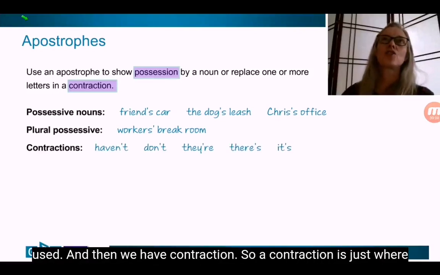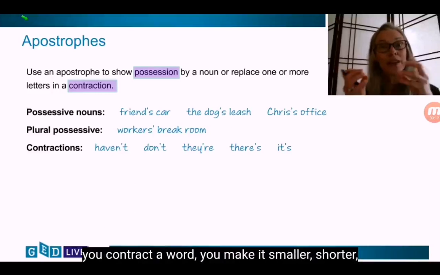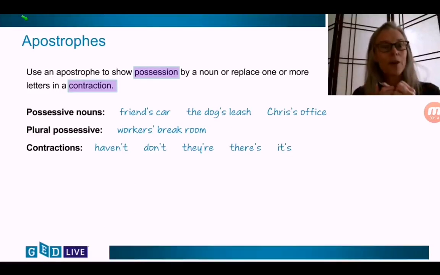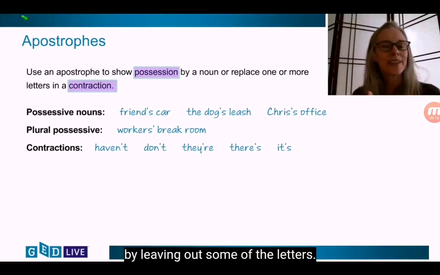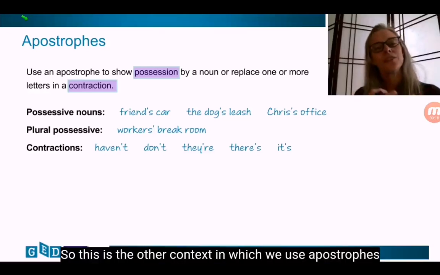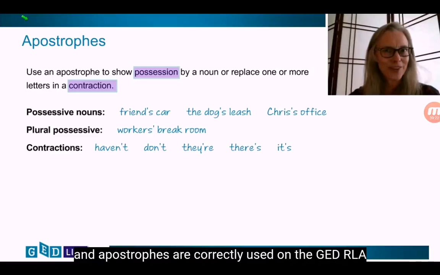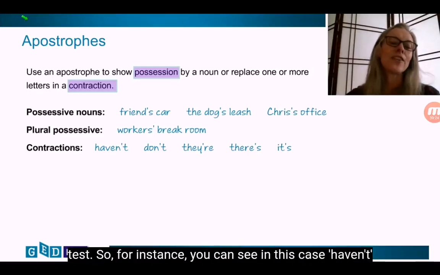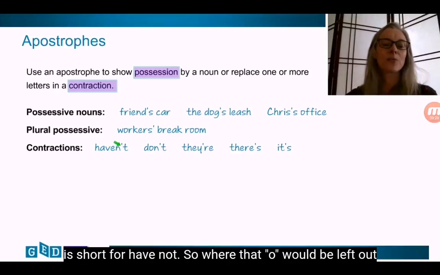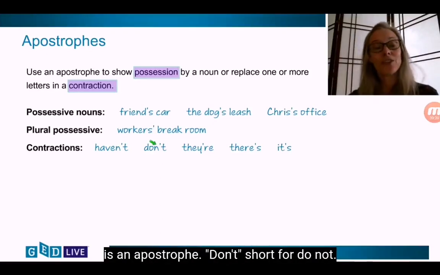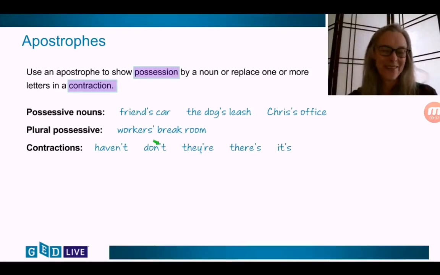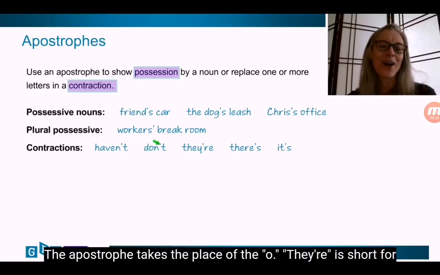And then we have contraction. So a contraction is just where you contract a word. You make it smaller, shorter, by leaving out some of the letters. So this is the other context in which we use apostrophes, and apostrophes are correctly used on the GED RLA test. So, for instance, you can see in this case, haven't is short for have not. So where that O would be left out is an apostrophe. Don't, short for do not. The apostrophe takes the place of the O.